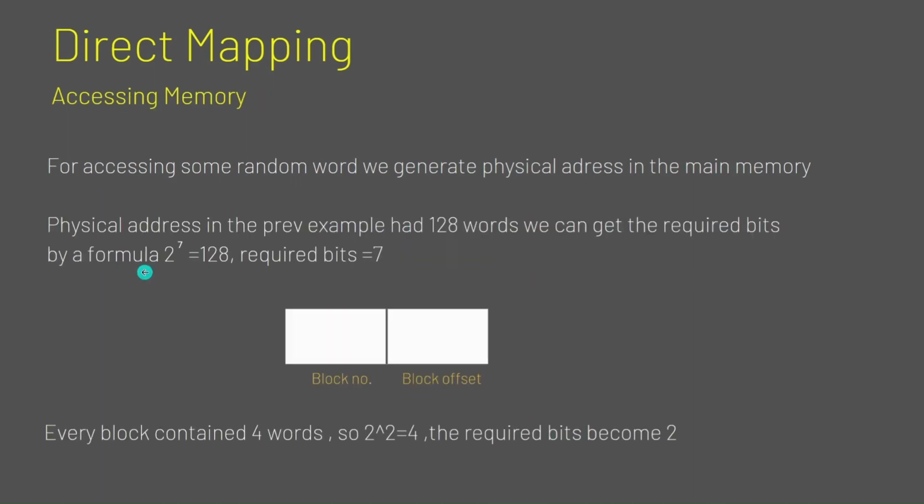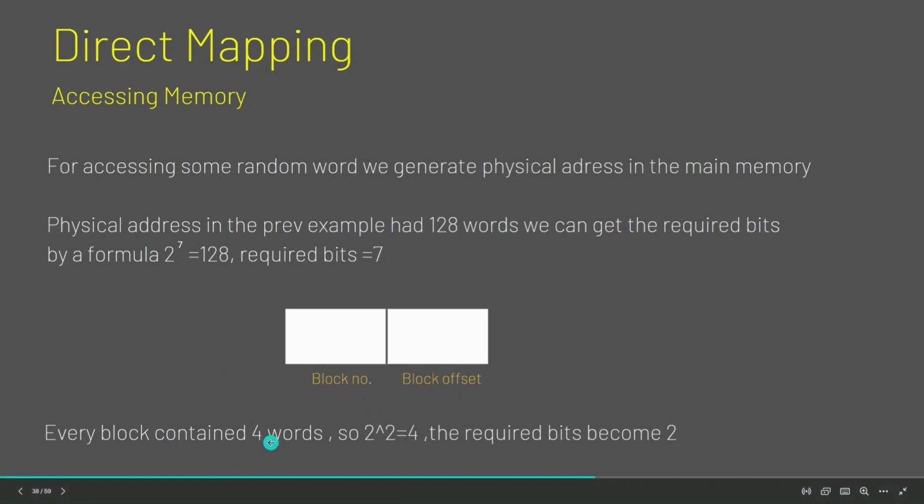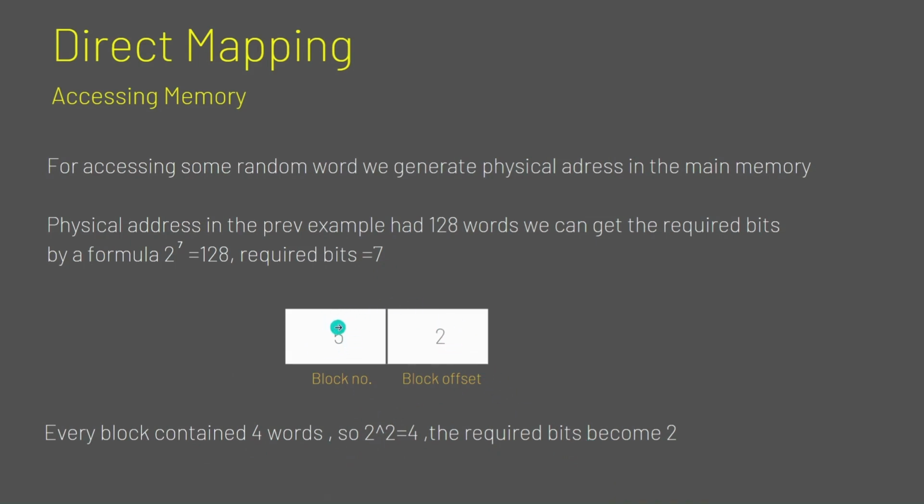Now to better understand accessing memory, we take the previous example, which had 128 words, right? We can represent these 128 words in the way 2 to the power 7 equals 128. That is, the required bits become 7. Now we have to divide this 7 into two parts, the block number and the block offset. Now talking about block offset, we get that there are 4 words in each block. So 2 to the power 2 is 4. So the required bits become 2 and we put the 2 in the block offset. Now the remaining bits are 5 which become the block number.